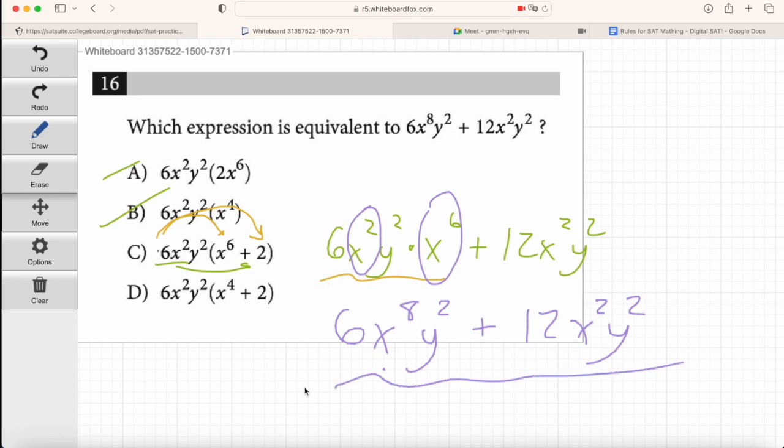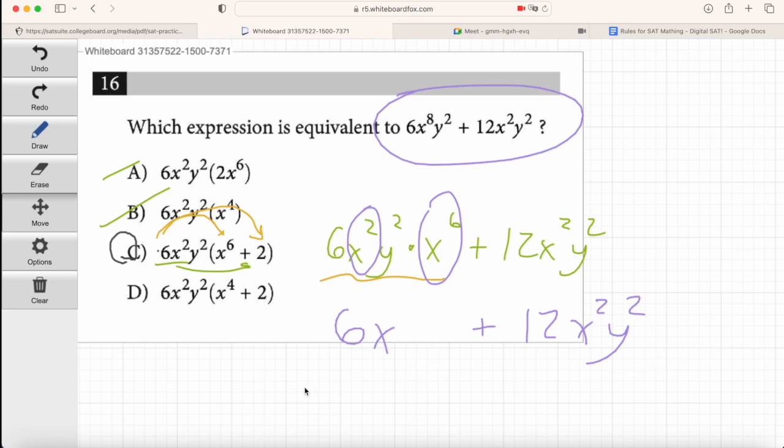I think that gives us the expression of the question. Does that make some sense? Yeah, it does. Let's practice. So C is looking good. I'm going to double check here. 16 is C.